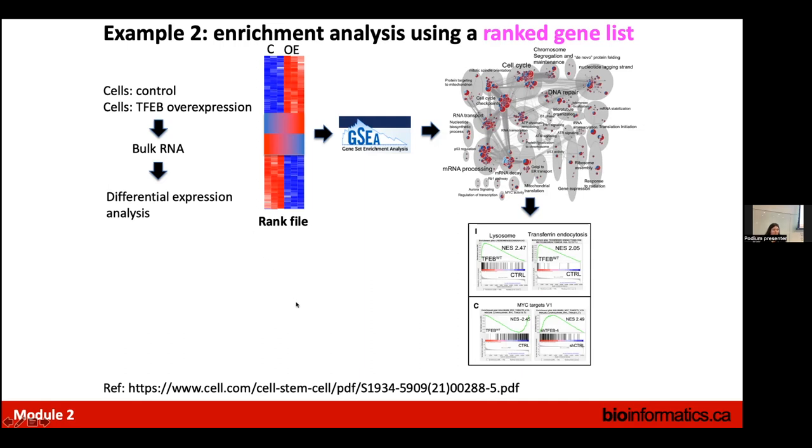So what we can do here is create a rank file that will rank our genes from top upregulated to top downregulated. What is very important is that we leave the genes that are not significant in the middle of the rank file. The rank file is the input format for GSEA. So we input the rank file into GSEA, and GSEA gives us the list of the enriched pathways. We create a network for visualization. And in this paper, from the enrichment map, we focused on two particular pathways, which were the lysosome and the MYC targets. So that's to show you a workflow example.